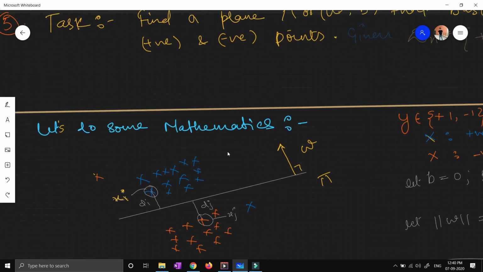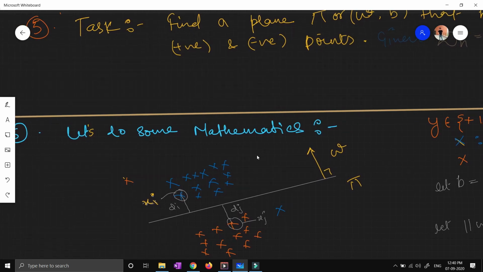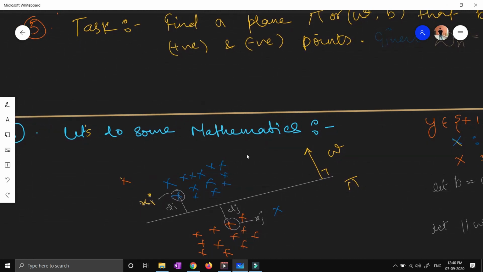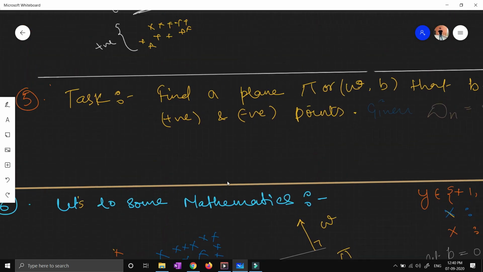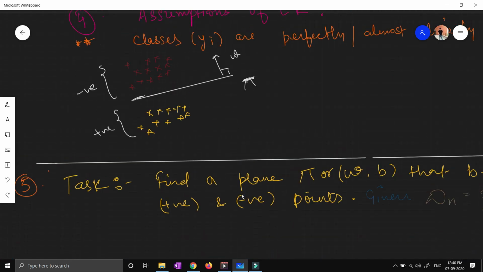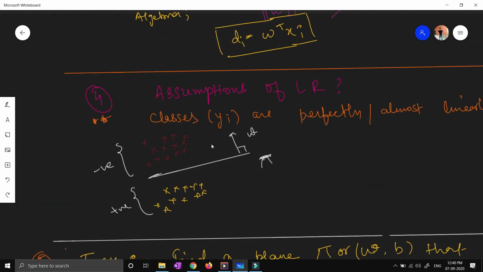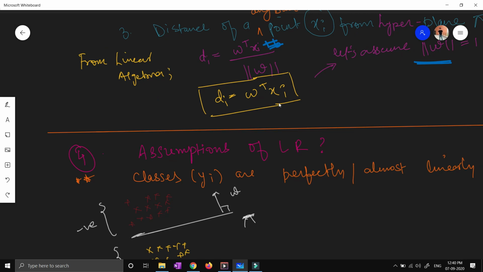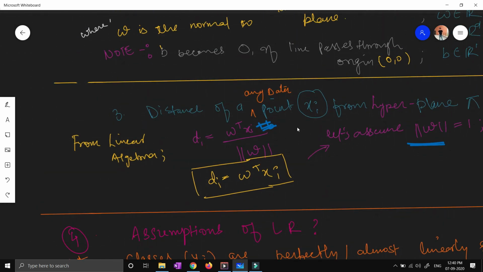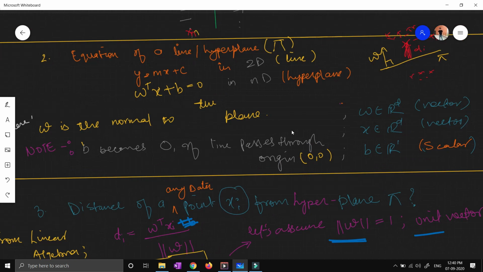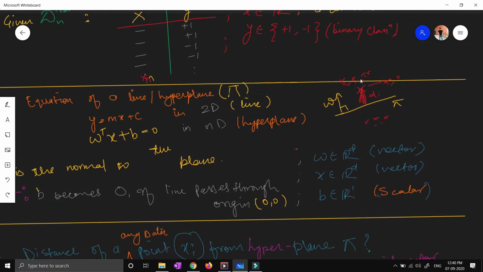So now, what you have learned so far is the data set given to us, what our objective and task are, what the distance of a point from any plane is, and what the equation of a line is. I'm hoping you will stop this video and recap what we have learned. So di equals w transpose xi, which is the distance of any point from a plane. Whenever I say point, it means my data. So this is my data.